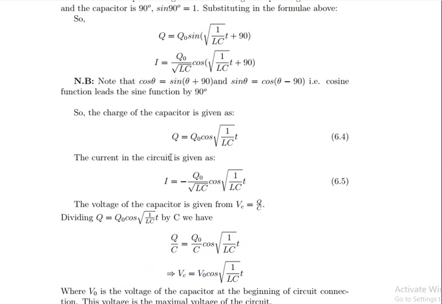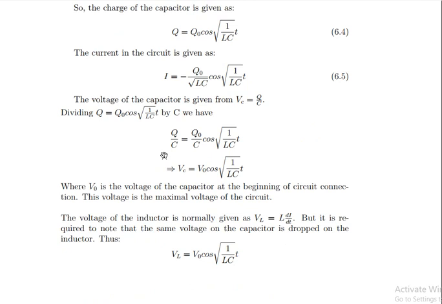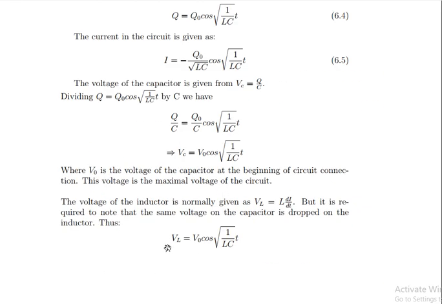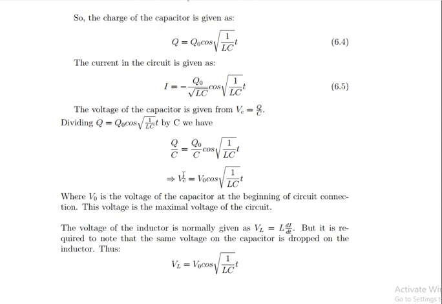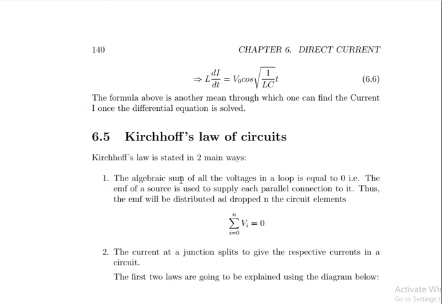The current in the circuit is given as I equals negative Q0 over the square root of LC times cos of the square root of 1 over LC times t. The voltage is just going to be this Q divided by C. It's going to be VC equals V0 cos of the square root of 1 over LC times t. The V on the inductor is the same as V of the capacitor because there is no source in this case.